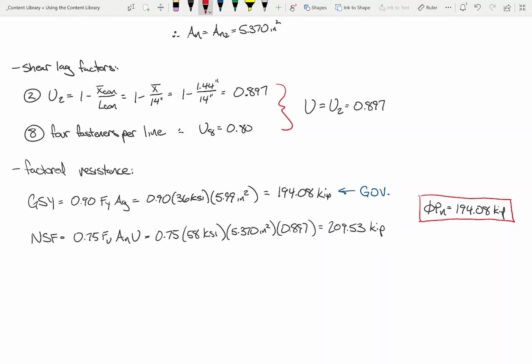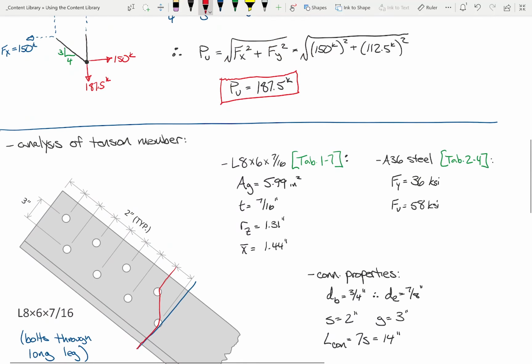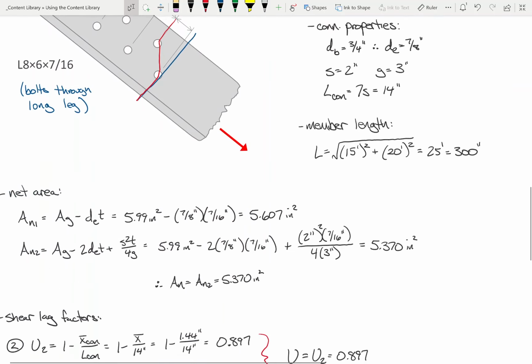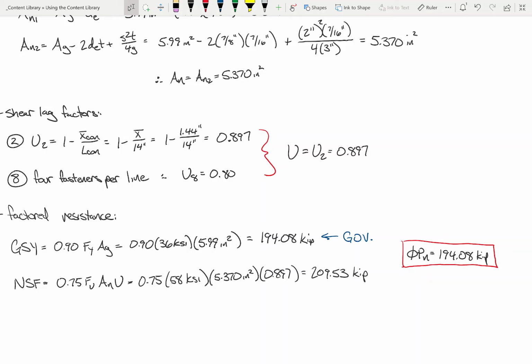Does anybody have any observations about this value? What does this value tell you in your gut, in your bones? Do you feel good about this member? Yeah. Why? Because it's greater than Pu. And what was Pu again? 187.5 kips. Yeah, see, this is how much the member had to withstand, and this is how much it can withstand. Pretty good, right? Okay.